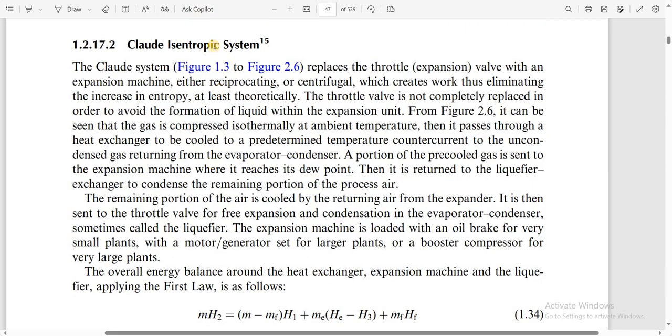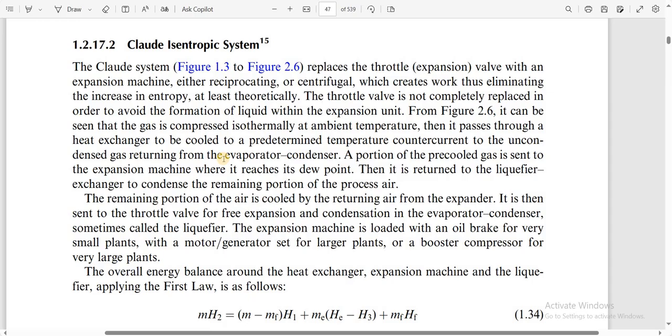Claude isentropic system. The Claude system replaced the throttle expansion valve with an expansion machine, either reciprocating or centrifugal, which creates work, thus eliminating the increase in entropy. At least theoretically, the throttle valve is not completely replaced, in order to avoid the formation of liquid within the expansion unit.